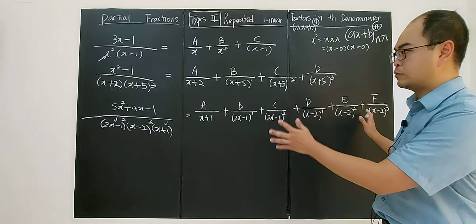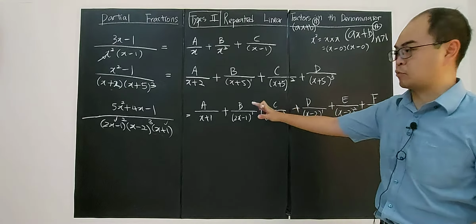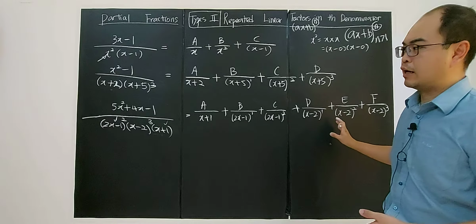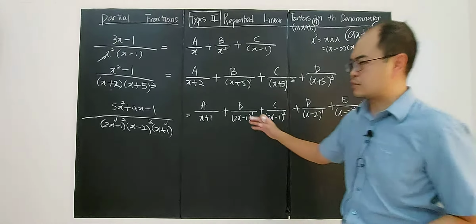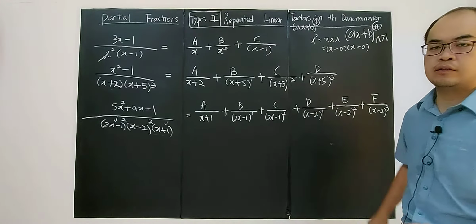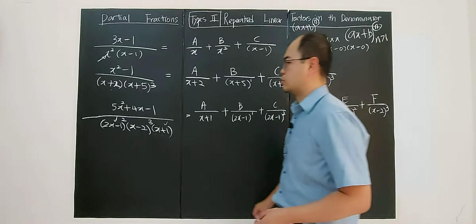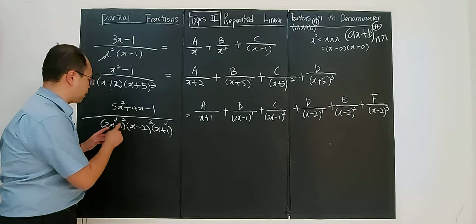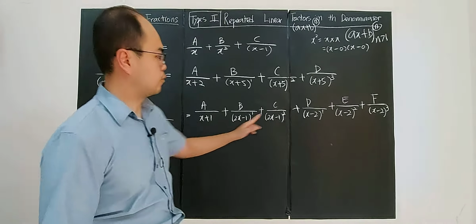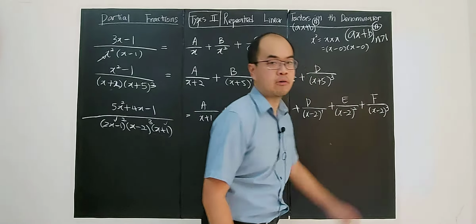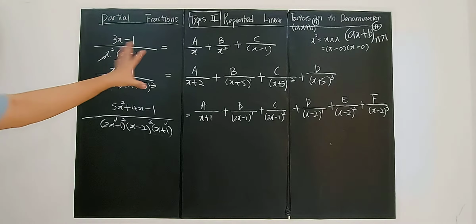I don't want to calculate A, B, C up to F for you. This is complicated. This is just for me to tell you that if this is the case, this is your partial fraction. It depends: if you have power of 2, you will have 1, 2. If you have power of 3, you have 1, 2, 3. Okay, this will be type 2.